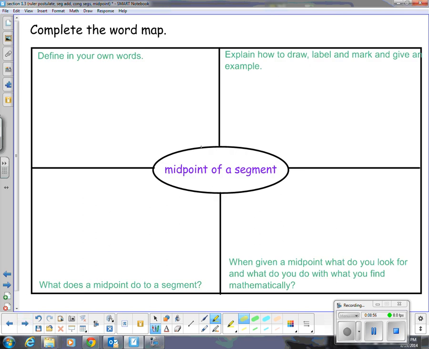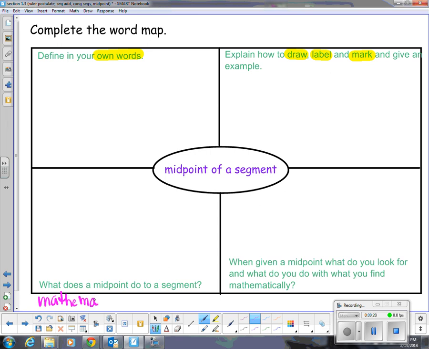All right, so we just went over midpoint of a segment. Your job now is to define it in your own words. Midpoint is a definition you're going to be using over and over again. So you're going to explain how to draw, label, and mark, and you're going to give an example. What does a midpoint do to a segment? In this case, I'm looking for a mathematical relationship.